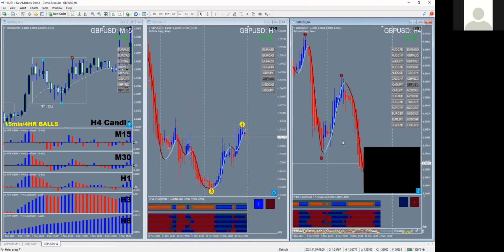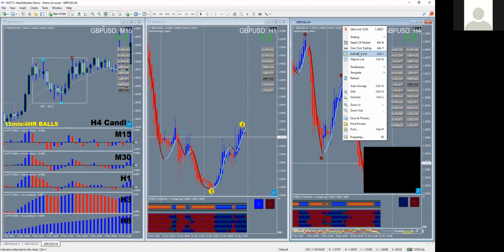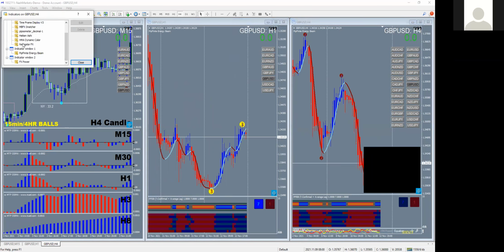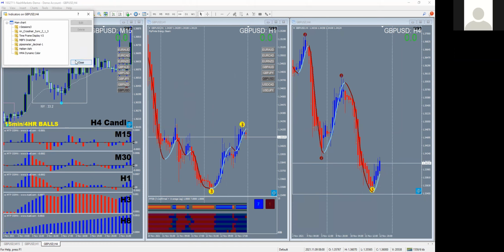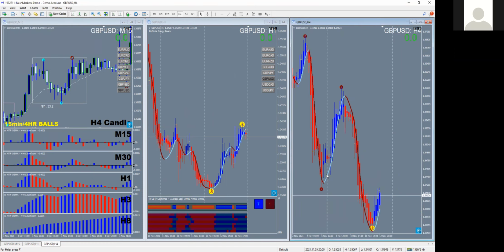Let's just get rid of all this. Get rid of the nav. Let's get rid of this. It's a bunch of junk anyway. All I want really is this whole moving average, and it has colors. No big deal. And the Heiken Ashi candles.